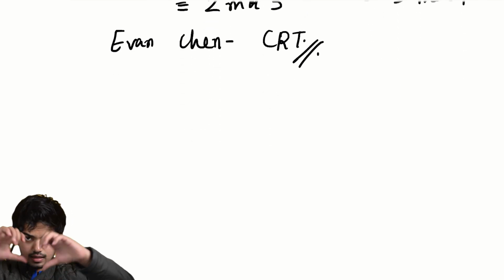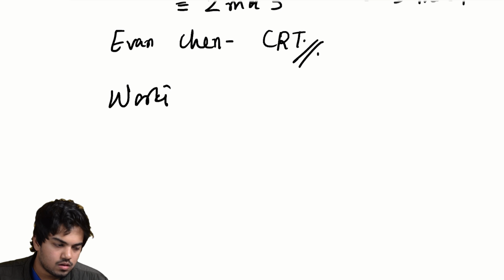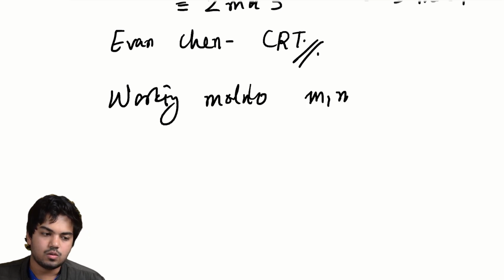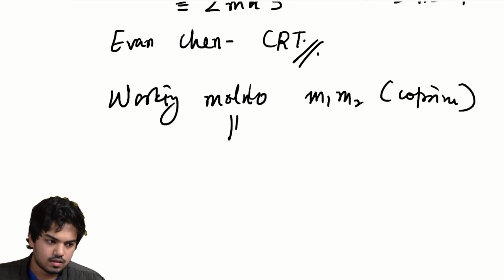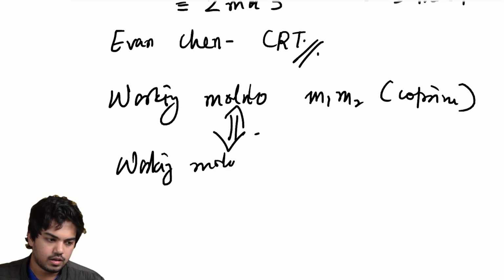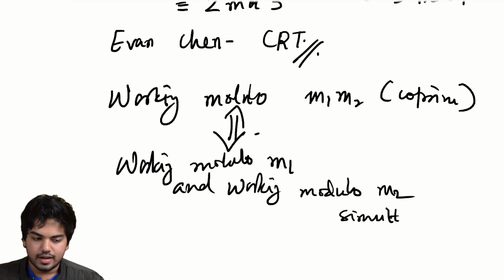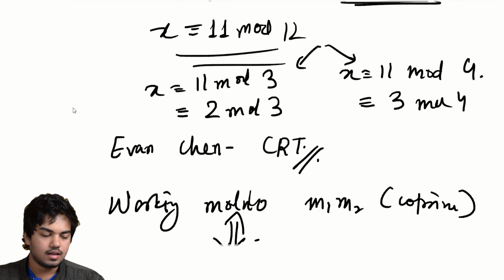And this idea can be wholly written as: working modulo m1m2, where m1 and m2 are coprime, is the same thing as working modulo m1 and working modulo m2 simultaneously. You might notice that I haven't really written down the exact version of the Chinese remainder theorem yet, which I will do now.